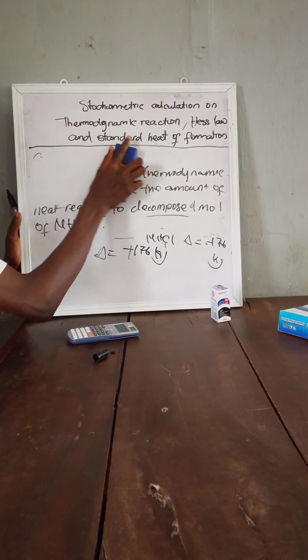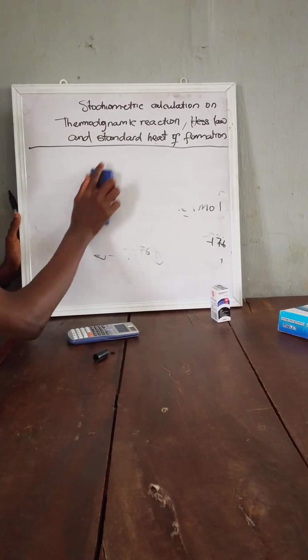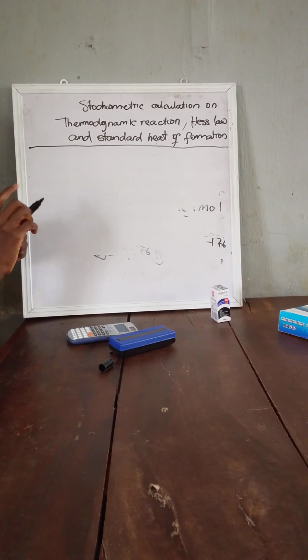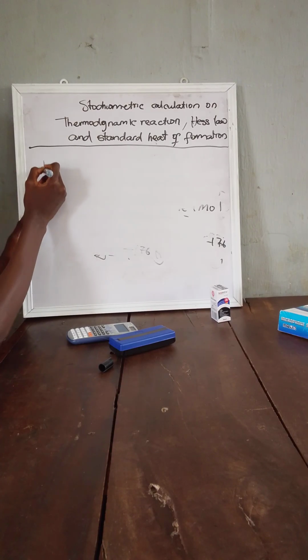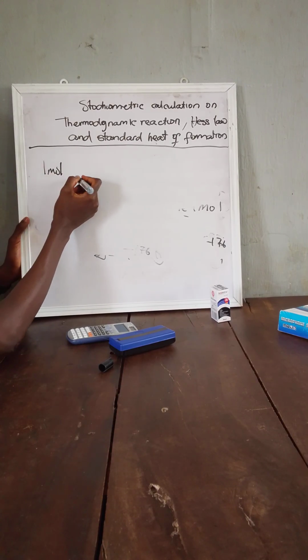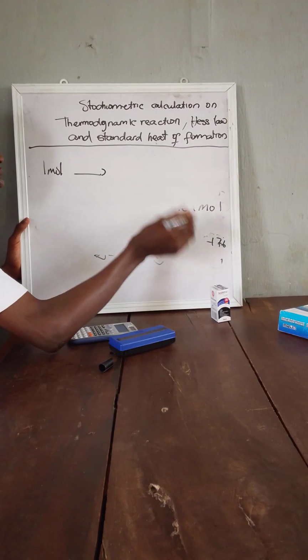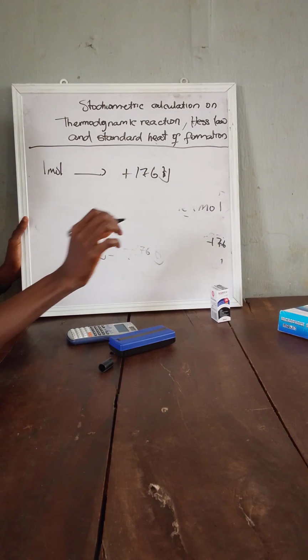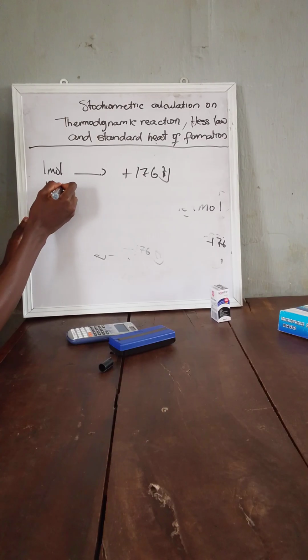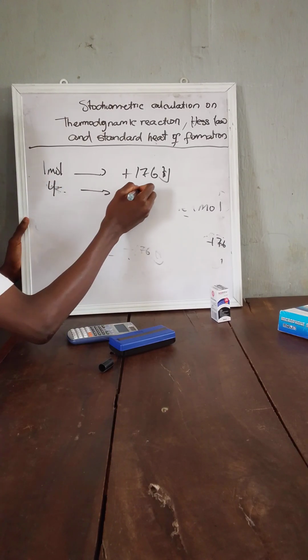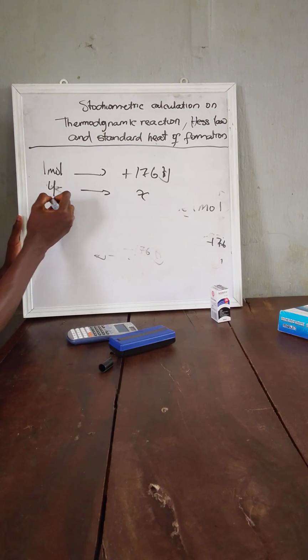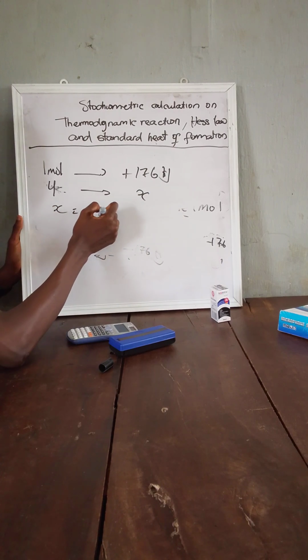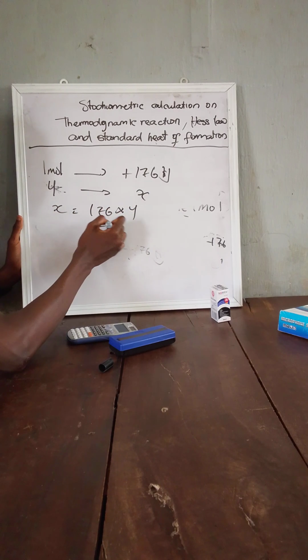You cannot go back to the original equation. You use your reversed equation and say if 1 mole of NH4Cl, which has been reversed, gives you plus 176 kilojoules, then 4 moles of NH4Cl will give you X. So at the end of the day, your X will be equal to 176 times 4.